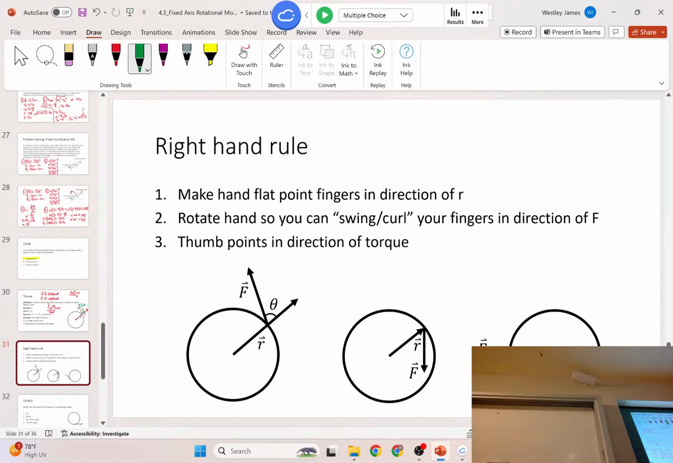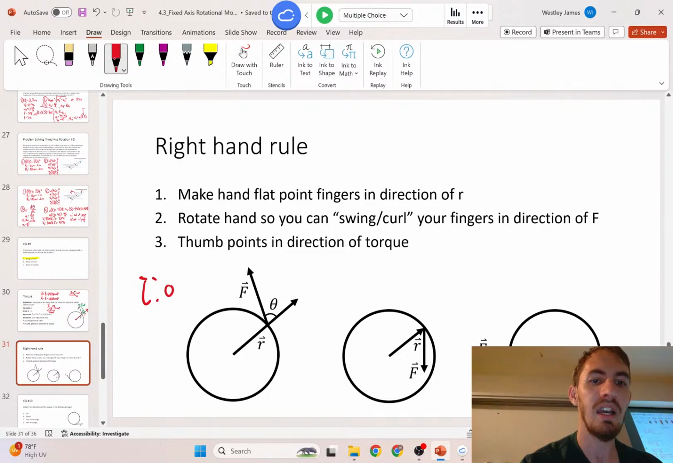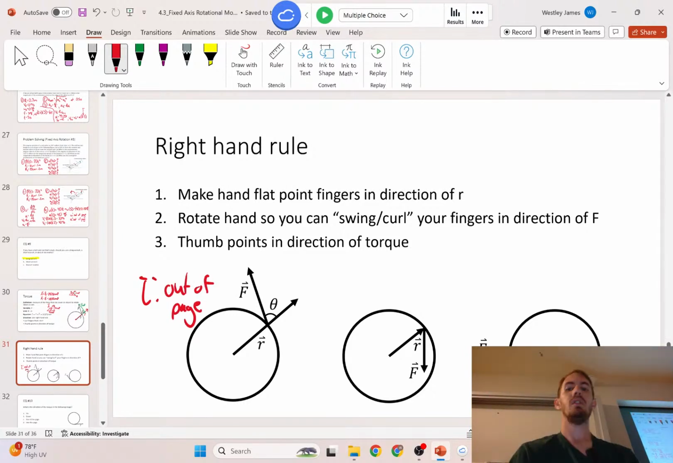I guess one way you could do it, make it so that your palm points in the direction of the force. That kind of helps. Put your fingers in the direction of R, make it so your palm points roughly in the direction F does. Yay, my thumb points out of the page. So for this first one, torque out of page. Try the next one.